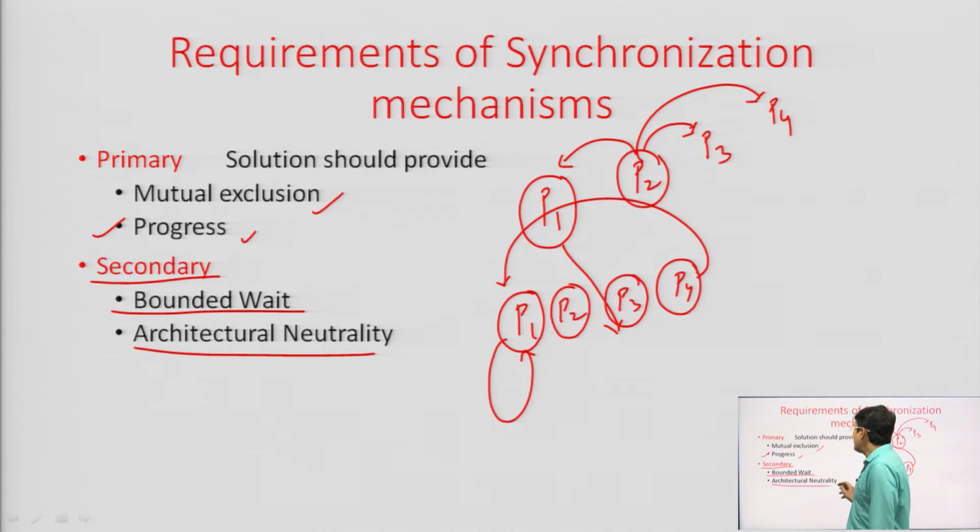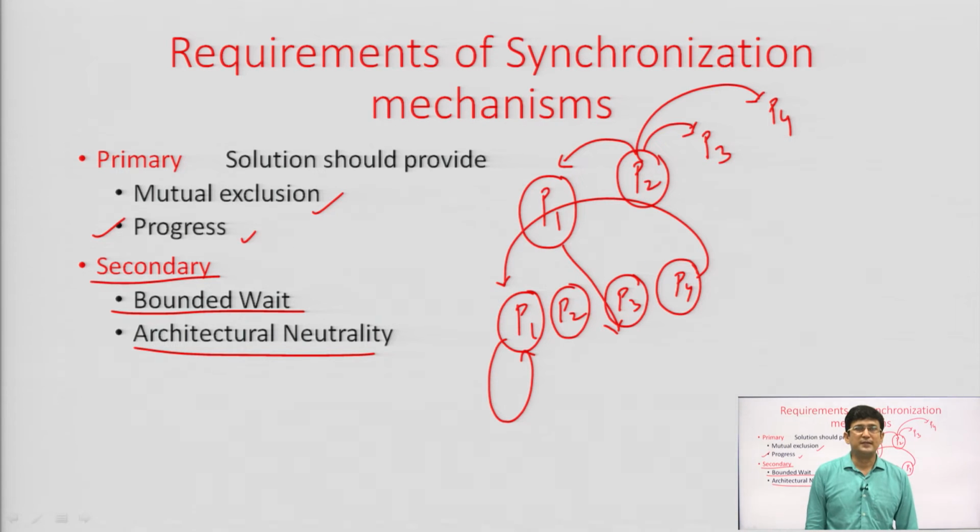Then the architectural neutrality, meaning that whenever we are devising a solution to the critical section, that should be platform independent. Platform independence means it should not be dependent on the software that it is running, and it should not depend on the hardware on which it is running. Usually the software solutions are the accepted ones, they are architecturally neutral, but the hardware solutions whenever we devise, they will not be satisfying the criteria of architectural neutrality.